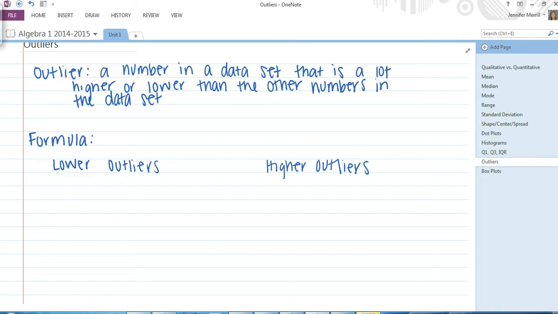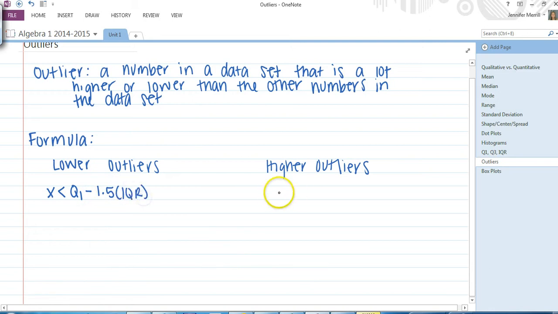An outlier is a number in a data set that is a lot higher or lower than the other numbers in the data set. The formula to find outliers for the lower set of data is any number, which we're going to call x, less than Q1, or that lower quartile, minus 1.5 times the IQR. The higher outliers is any number greater than Q3 plus 1.5 times that IQR. That is how you find the outliers.